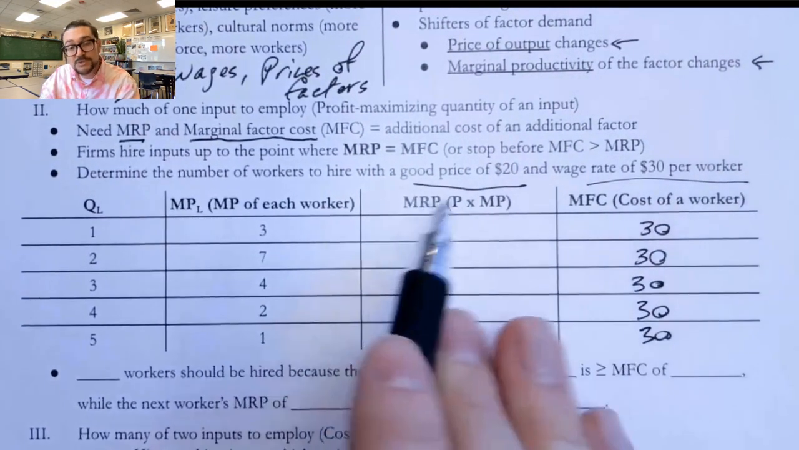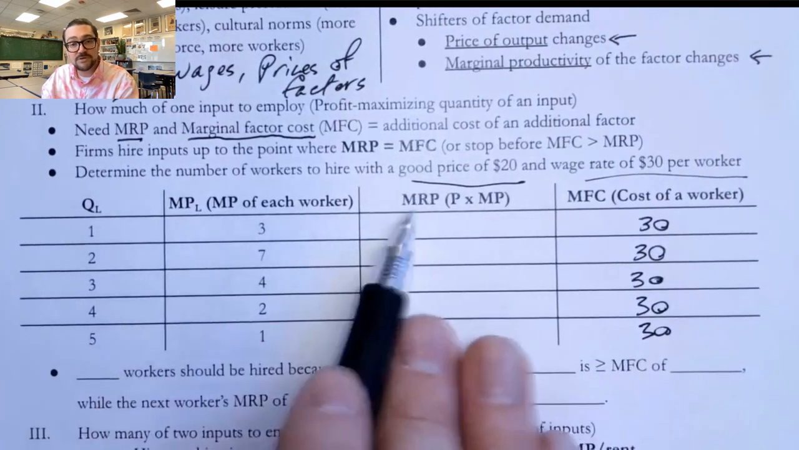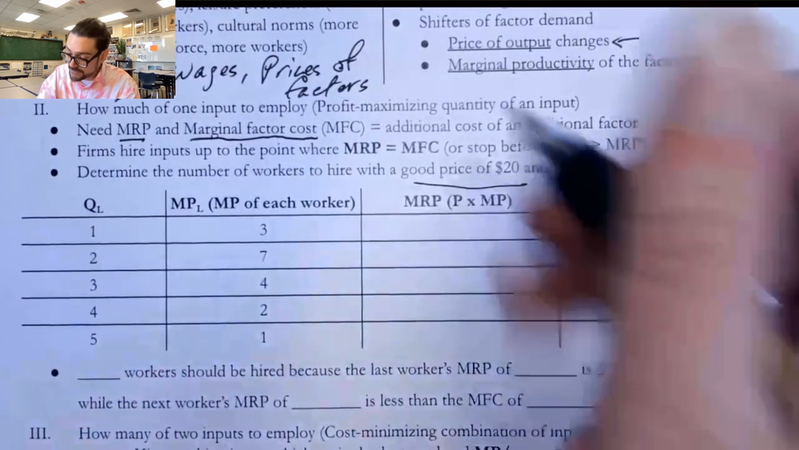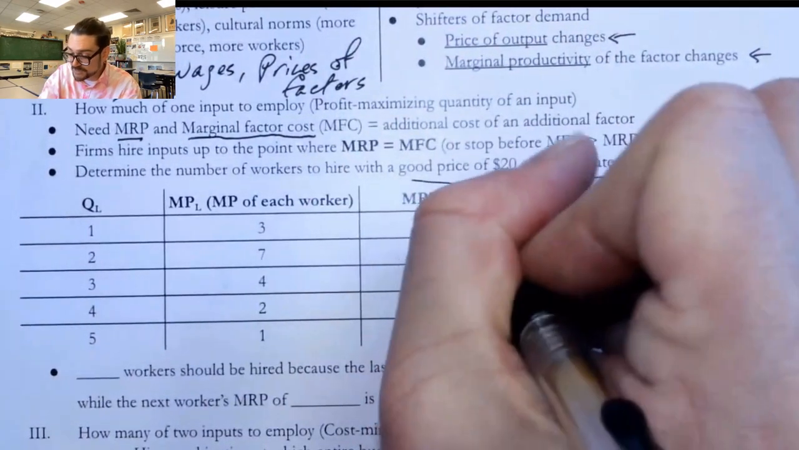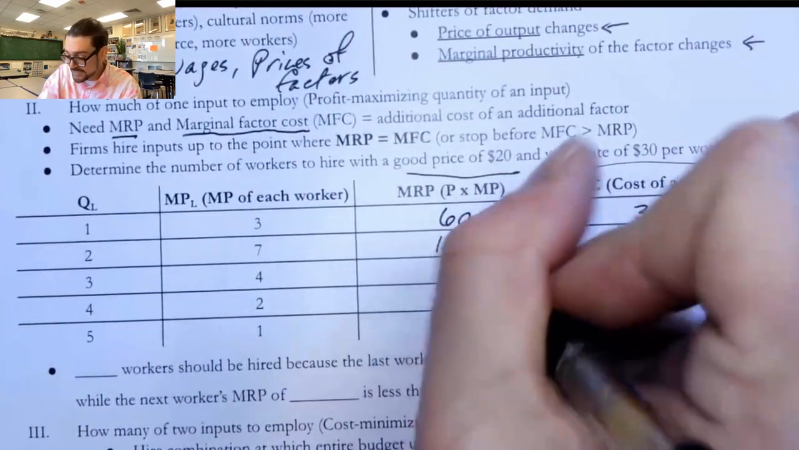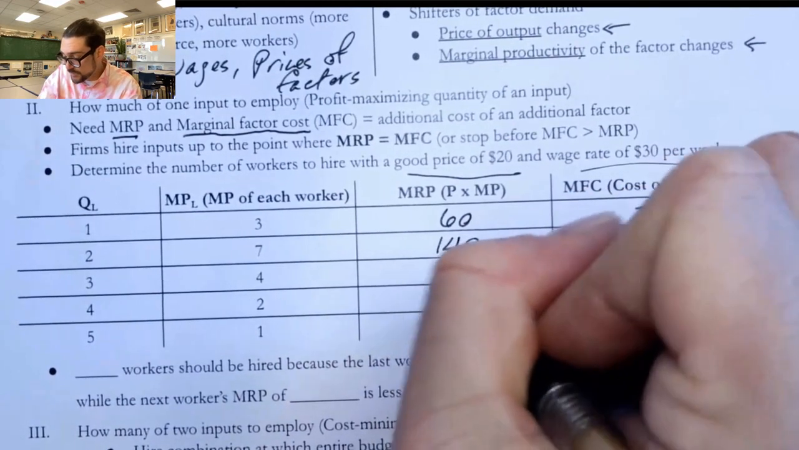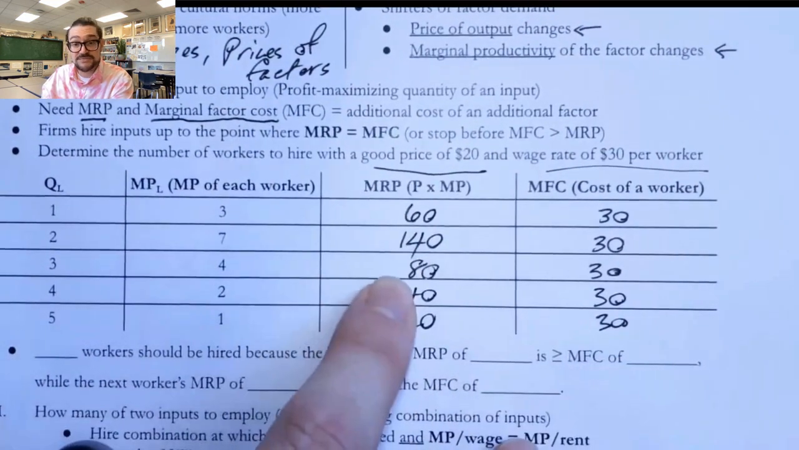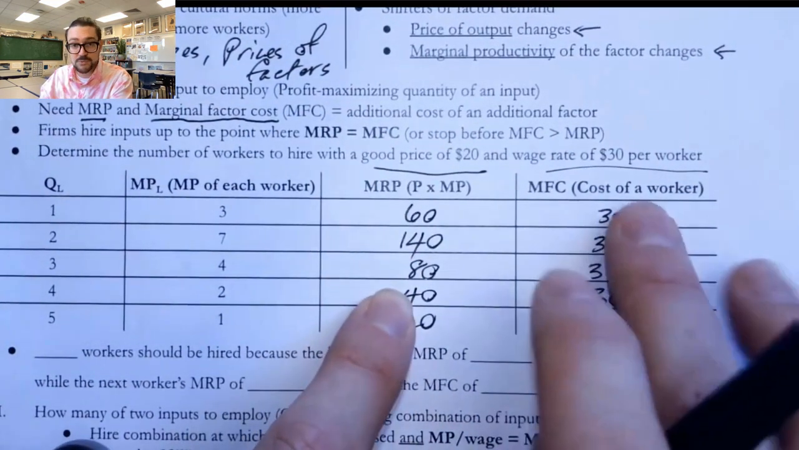But the price of the good is 20, so we can figure out the marginal revenue product by multiplying the marginal product times that $20. So 3 times 20 is 60, 7 times 20 is 140, 80, 40, and then 20. And now it's a little bit easier to see. This column tells us how much money this worker generates for the company. This is how much this worker costs.